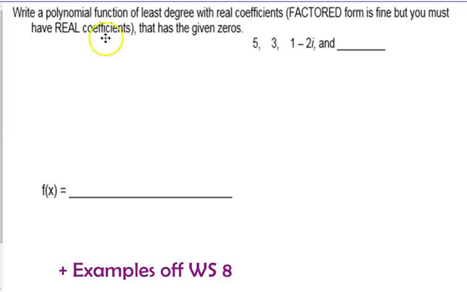This one is probably the trickiest question for most students on there, but we just did it yesterday, so maybe you guys are better off because it's fresher in your mind. I don't know. It says there's a 0 at 5, a 0 at 3, a 0 at 1 minus 2i, which means there has to be 1 at 1 plus 2i. It says write the factored form with real coefficients to get full credit.